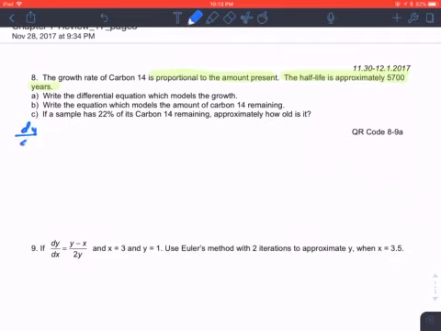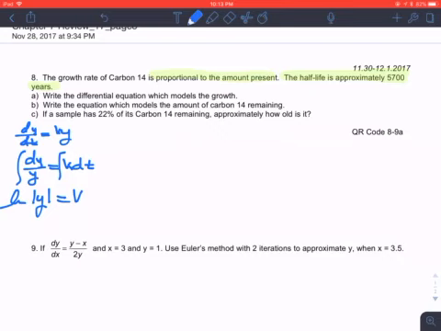dy/dt is going to equal some number k times y. Okay? Remember, we then have to separate, and so we get dy over y is equal to k dt. Now I've got to integrate that. So when I find this antiderivative, it's going to be the natural log of the absolute value of y is equal to kt plus some constant. So y is going to equal Ce to the kt. So that is my general solution.